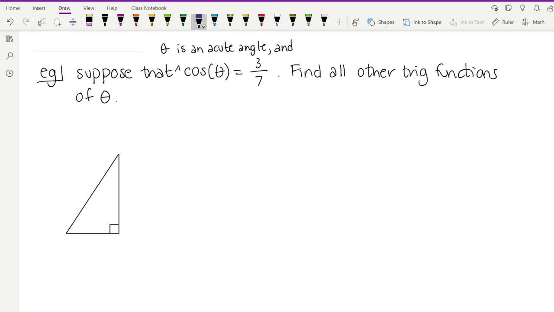Okay, so I drew a triangle already. Let's figure out which angle would make sense to call theta here. It's saying that cosine of theta is 3/7. Remember that cosine is supposed to be equal to adjacent over hypotenuse. And so that means we have 3 over 7.